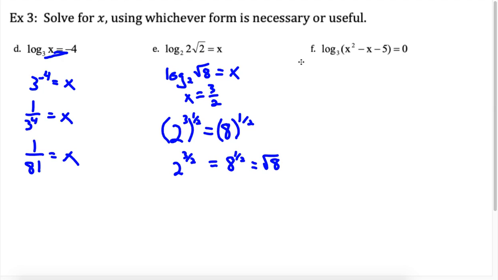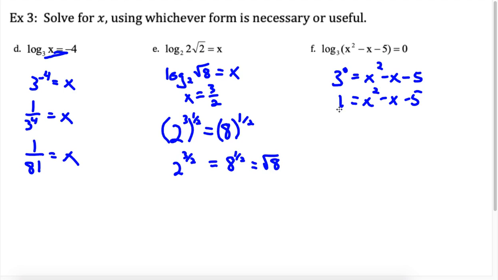In the final example here, we definitely want to rewrite this as an exponential. This would be 3 to the 0 power equals x squared minus x minus 5. 3 to the 0 power, right? Anything to the 0 power is just 1. So now we just have an exponential to solve.